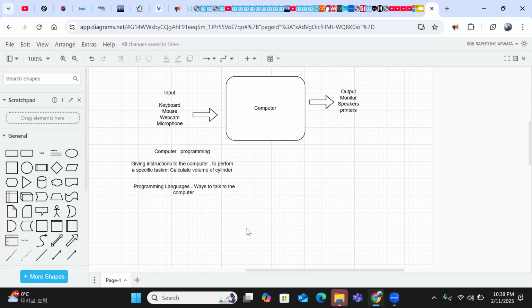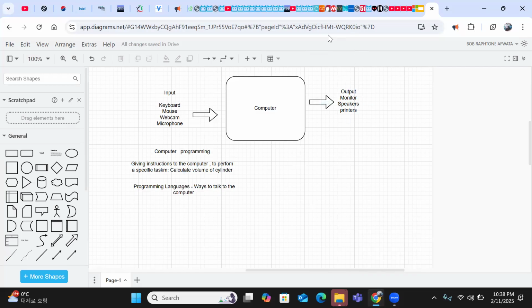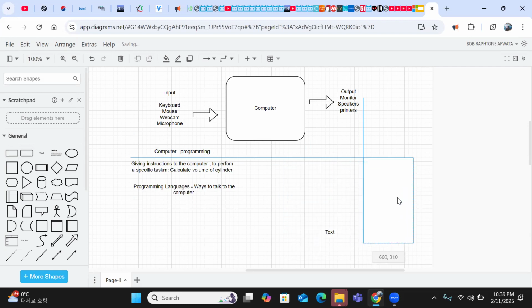Do you think the computer understands English? No, it does not understand English. The computer understands what is called binary language. We want to learn about something here. I'll use a rectangle to explain. You will always see such a diagram in computer science books.